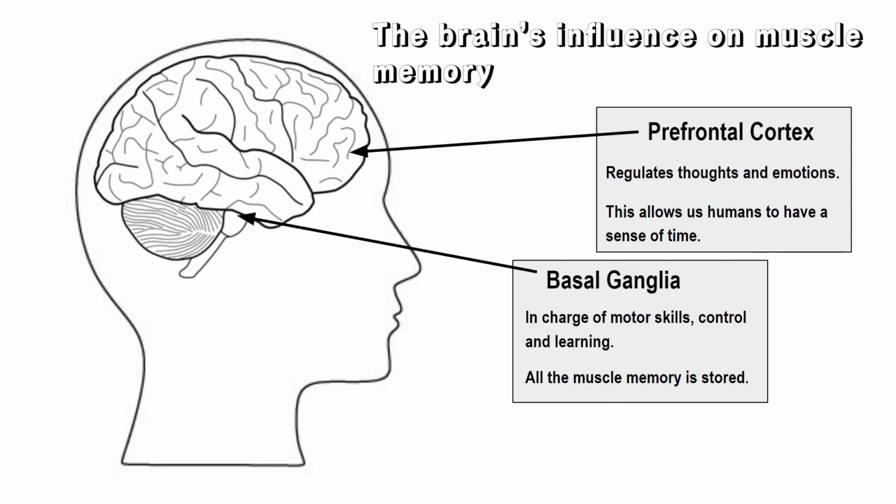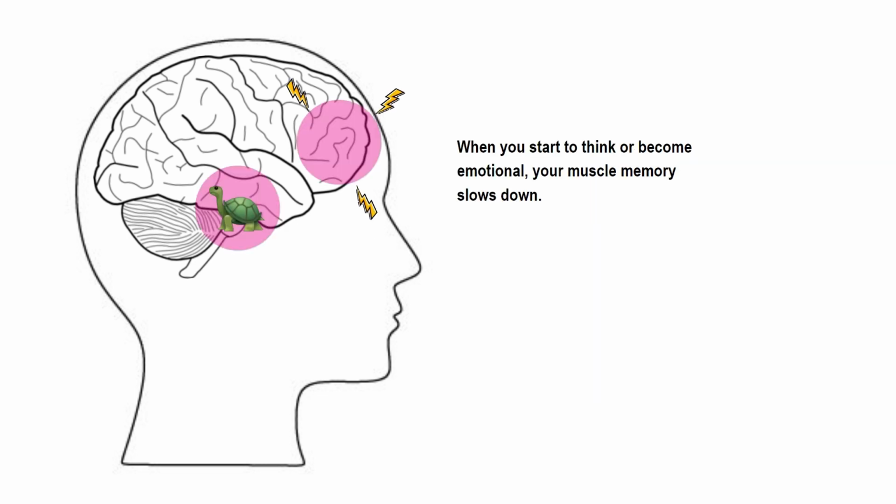Now here we have the brain's influence on muscle memory. We learned about the basal ganglia and how it's in charge of motor skills, control, and learning. And this is where all the muscle memory is stored. This part of the brain controls the muscle memory. Now the prefrontal cortex regulates thoughts and emotions. This allows us humans to have a sense of time. For example, past, present, or future. Now when we start to think or become emotional, our muscle memory slows down. For example, nervousness will negatively impact our muscle memory.